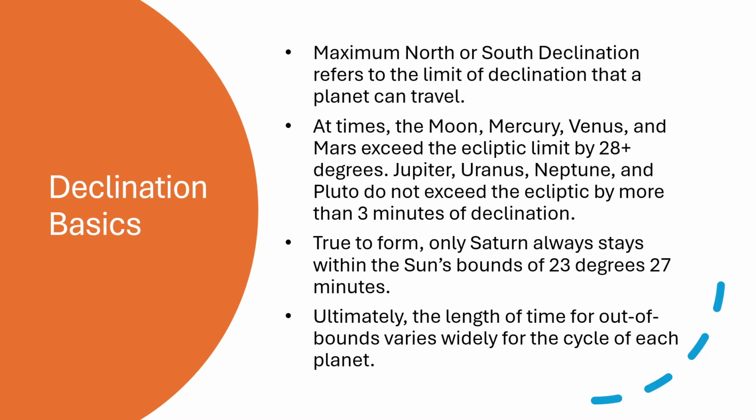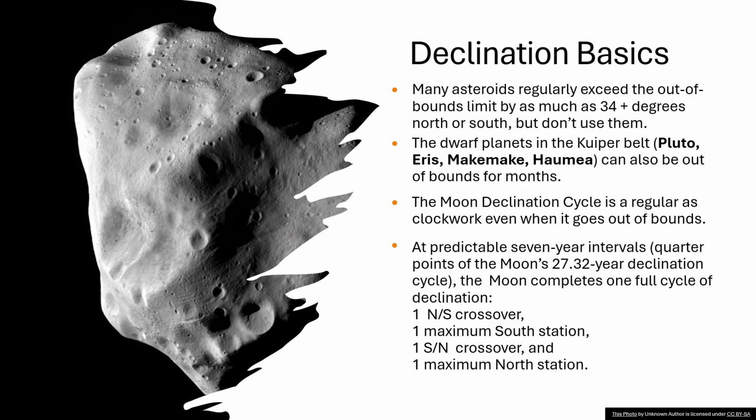This all depends on how their orbit works on the plane of the ecliptic, how close it is to that. Eris or some of the other outer dwarf planets and planets in the Kuiper belt can have rather irregular orbits, so that they can be out of bounds for years and years because of the angularity of their own orbit. So it varies for every planet. Asteroids too can go out of bounds. Many of them go extremely out of bounds. And as I mentioned, the dwarf planets can be out of bounds for months at a time.